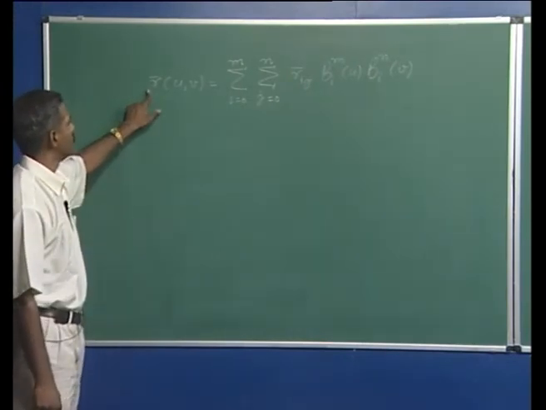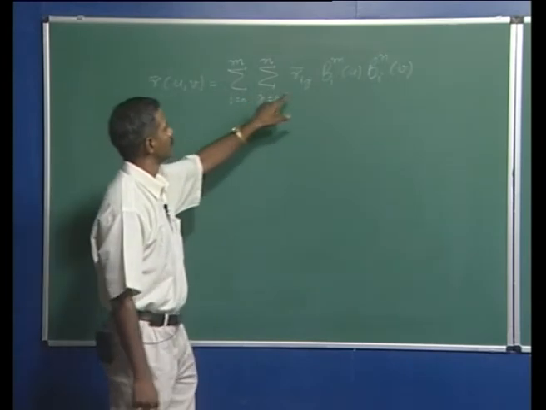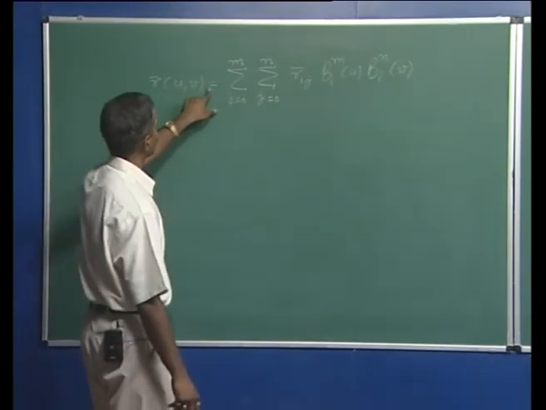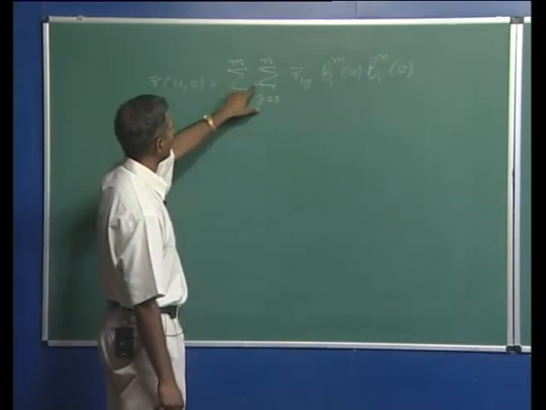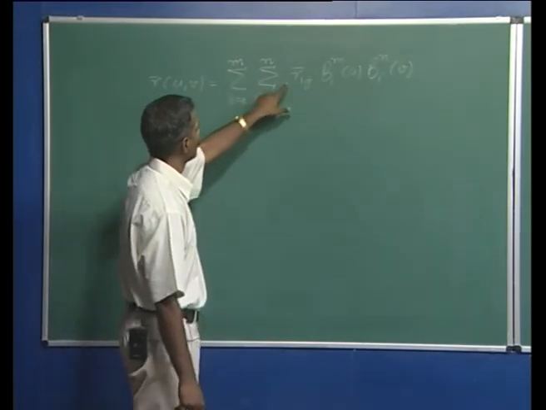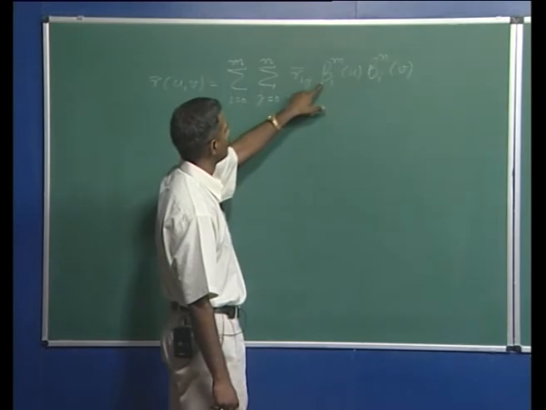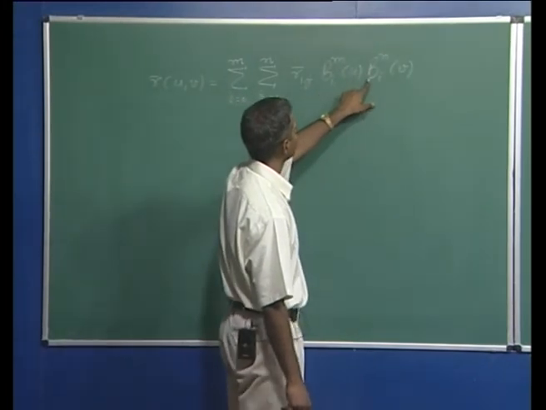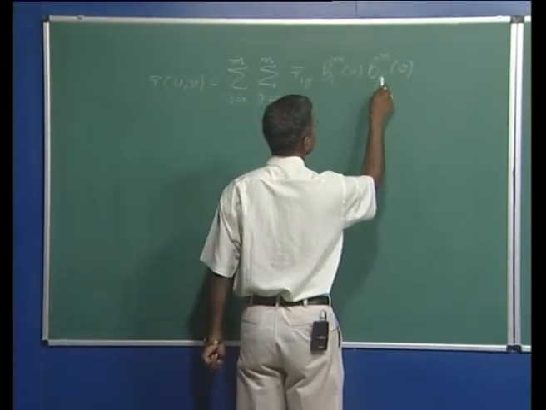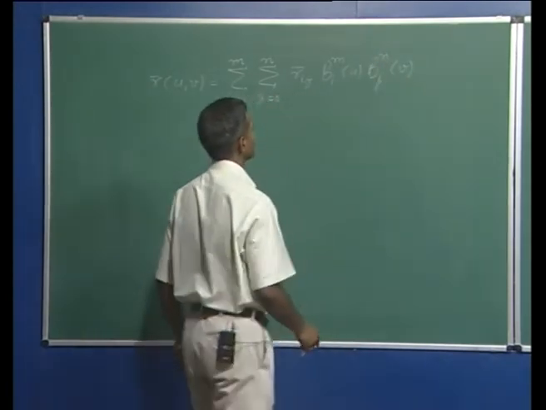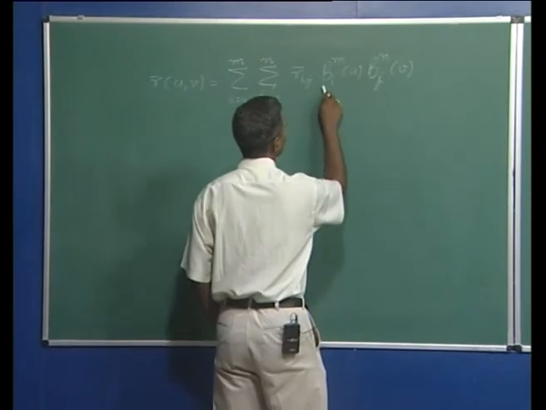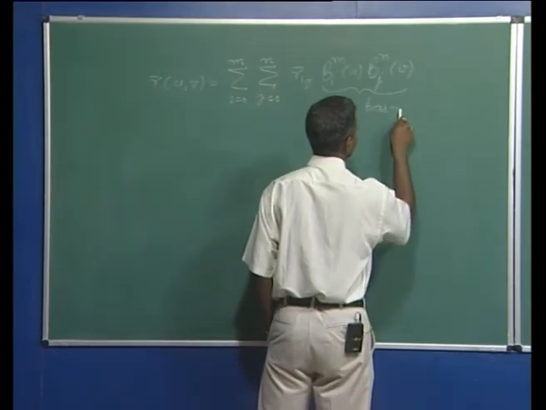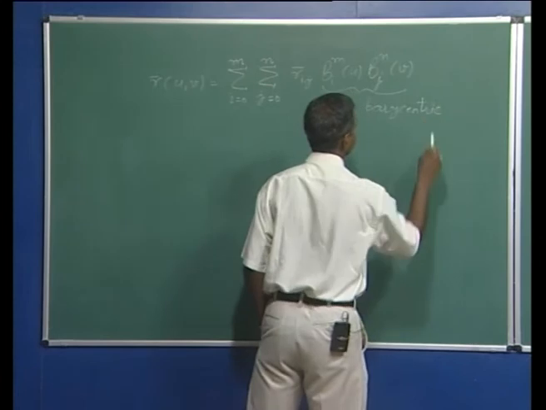So this is the expression for the tensor product surface involving Bernstein polynomials. R of uv is equal to summation i going from 0 to m, summation j going from 0 to n, the design points Rij times the Bernstein polynomial with index i of degree m in u and the Bernstein polynomial with index j and degree n in v. We need to show whether this product is barycentric or not.